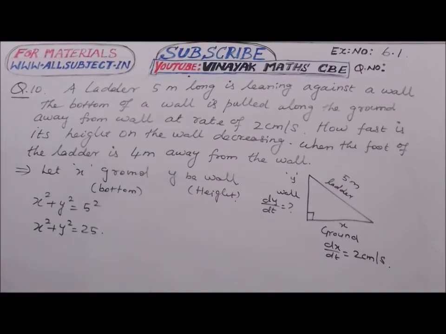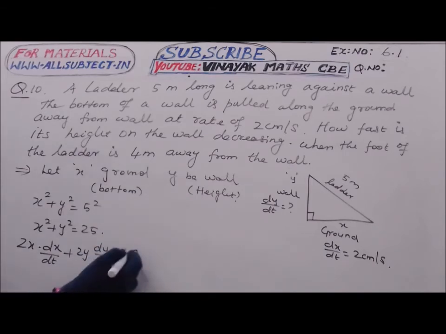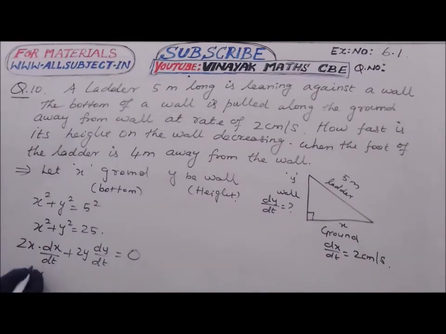Now these are all happening with respect to time t, so we can differentiate with respect to time t. 2x into dx by dt plus 2y into dy by dt equal to 0, since the constant 25 becomes 0. We can divide by 2, which implies x into dx by dt plus y into dy by dt equal to 0.